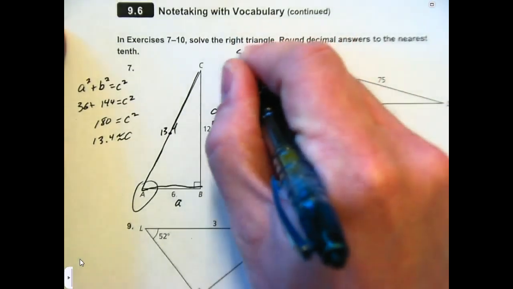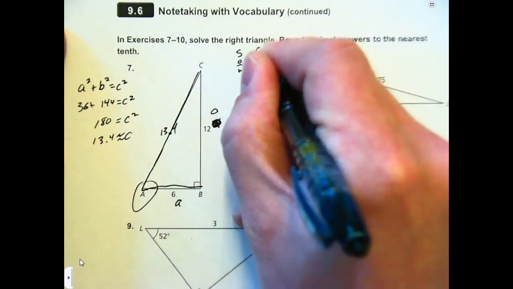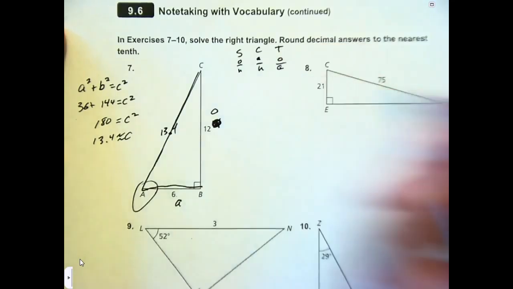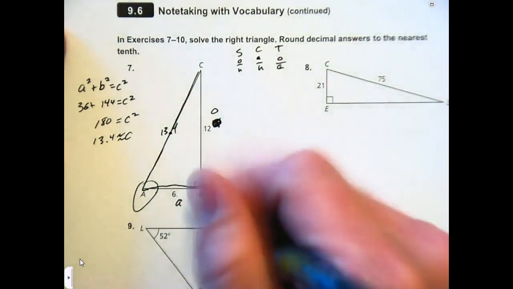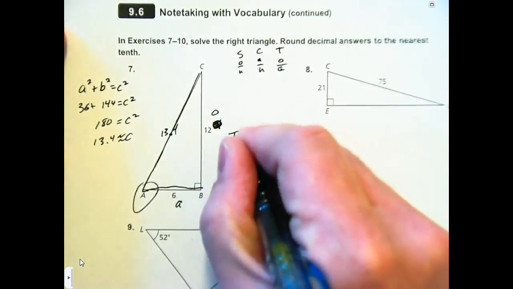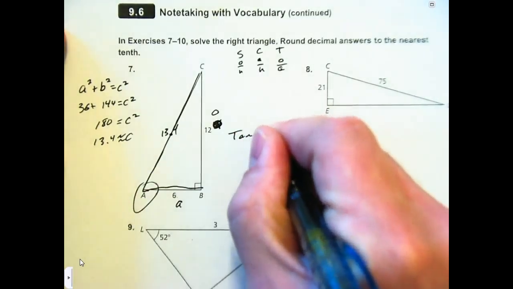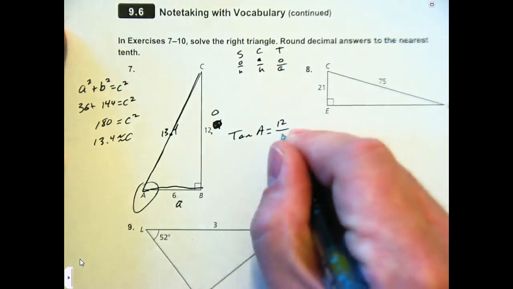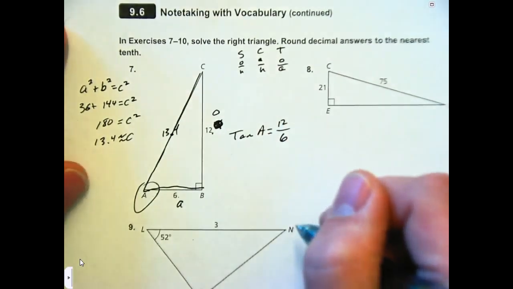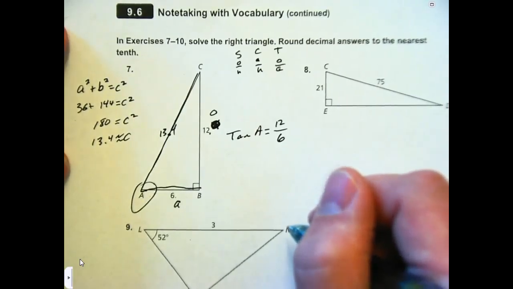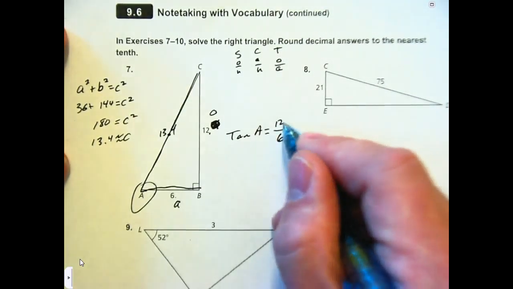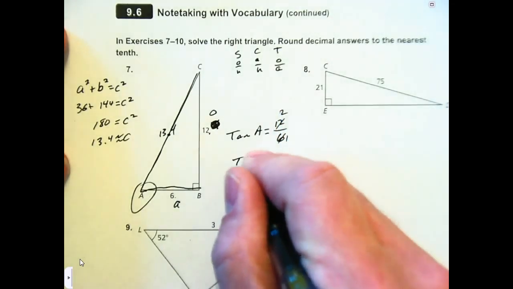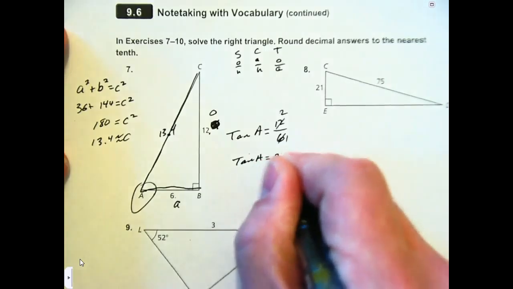Yeah, tangent. Remember, SOH-CAH-TOA. Make sure you write it out if you have to. Okay, opposite and adjacent. So the tangent of our angle A is equal to the opposite side over the adjacent side. Which, by the way, if you wanted to, you could reduce that to 2. So tan A is actually equal to 2.